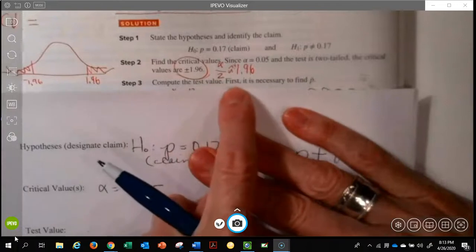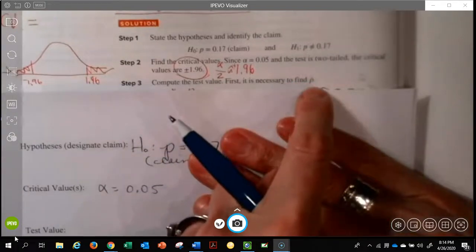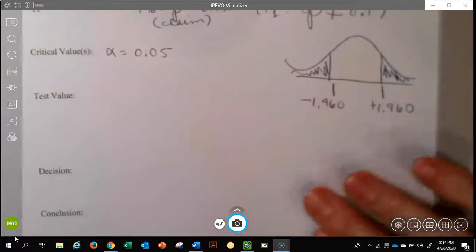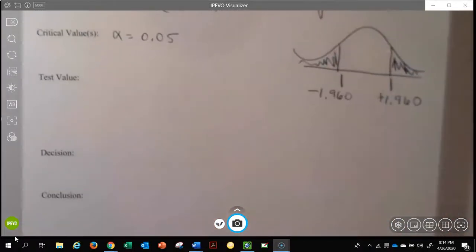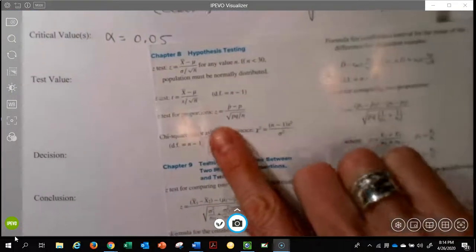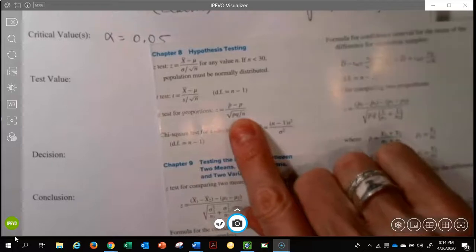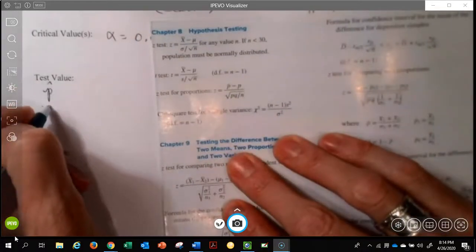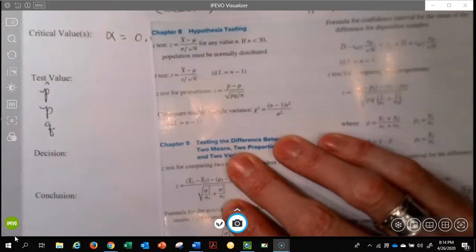Compute the test value. First, it is necessary to find p hat. On here, it says find the test value. When we looked at the formula a while ago on the other page, I'll go ahead and pull it up on our formula card. When we look at our formula card for Chapter 8, at our z-test for proportion, we're going to need to know p hat, P and Q and N.